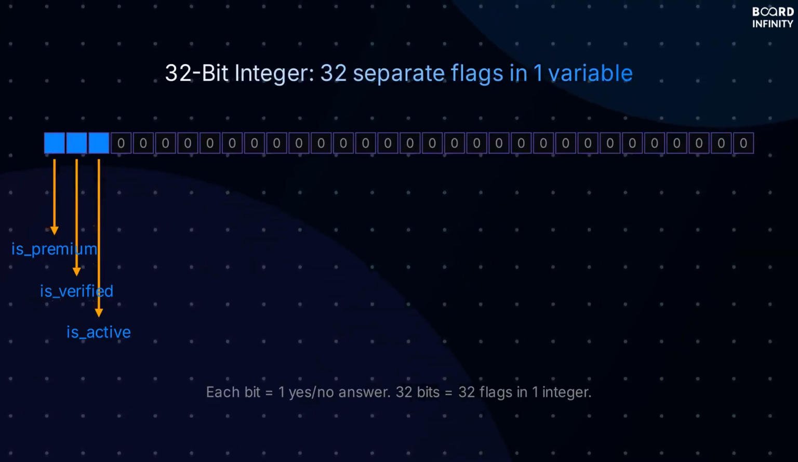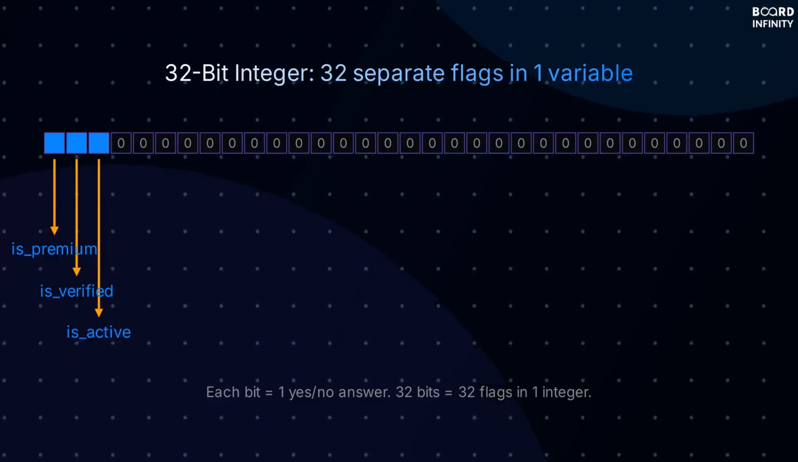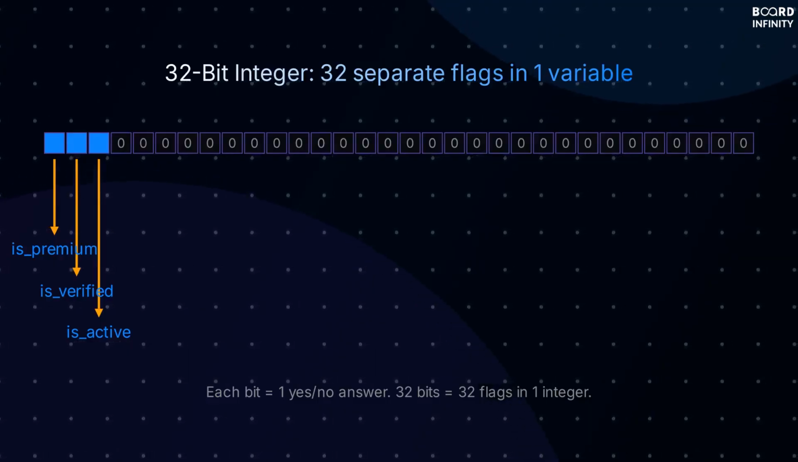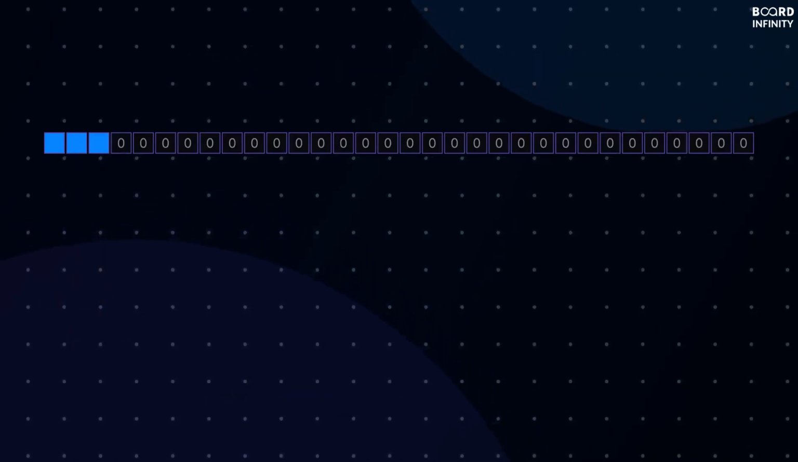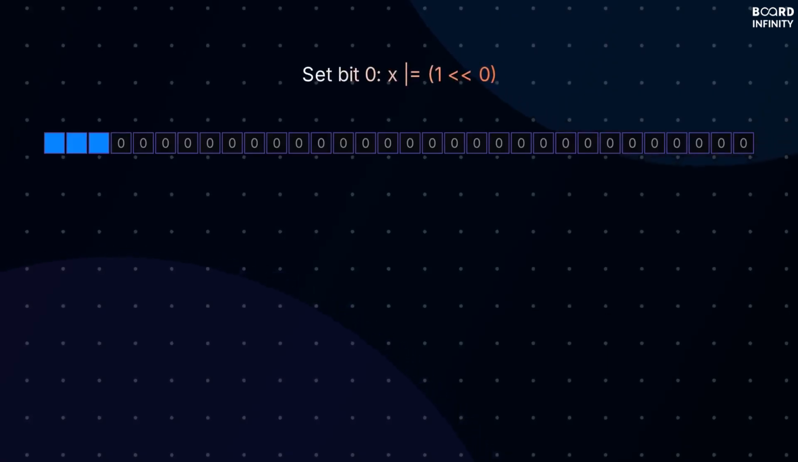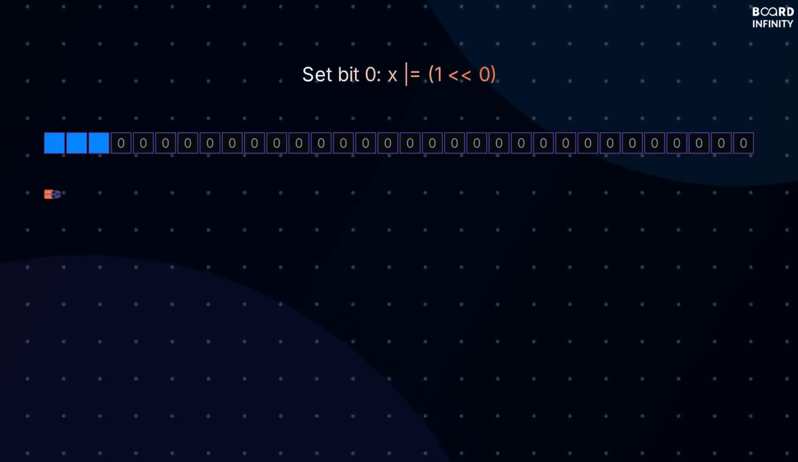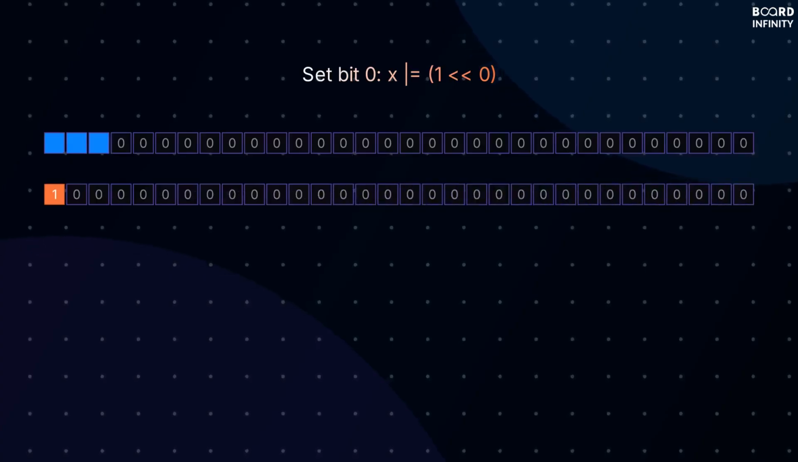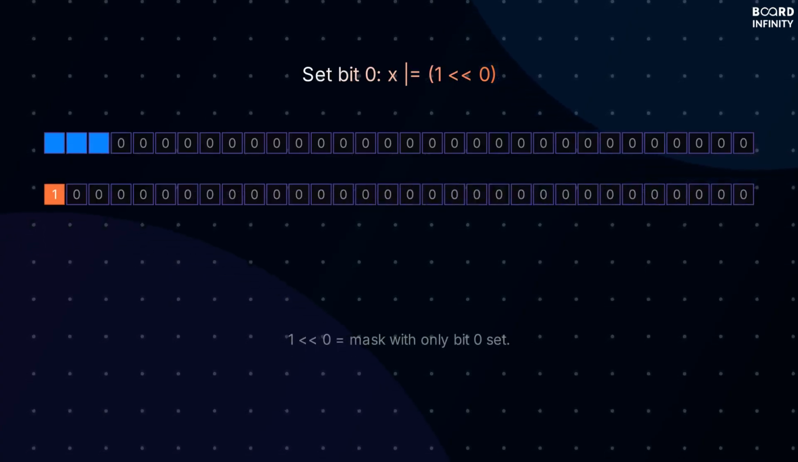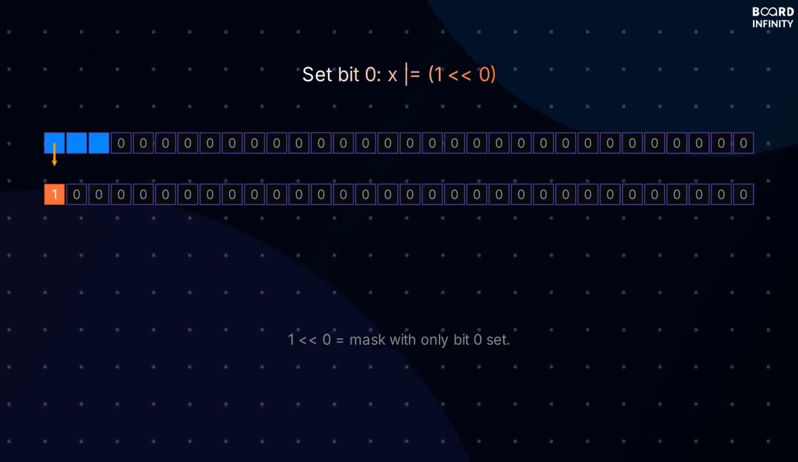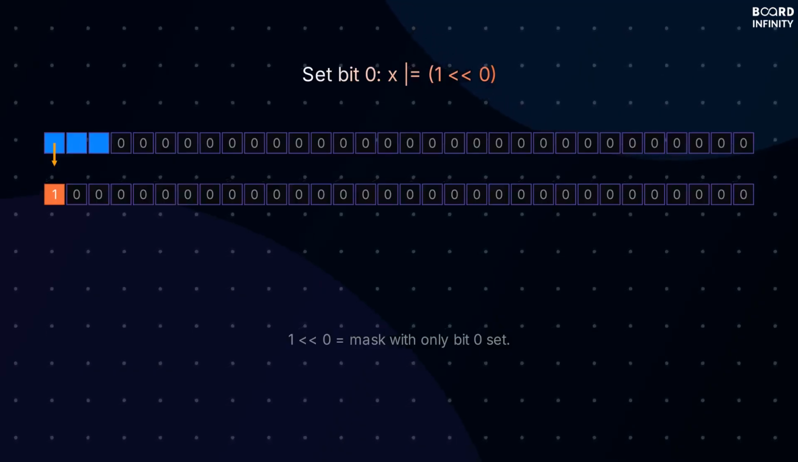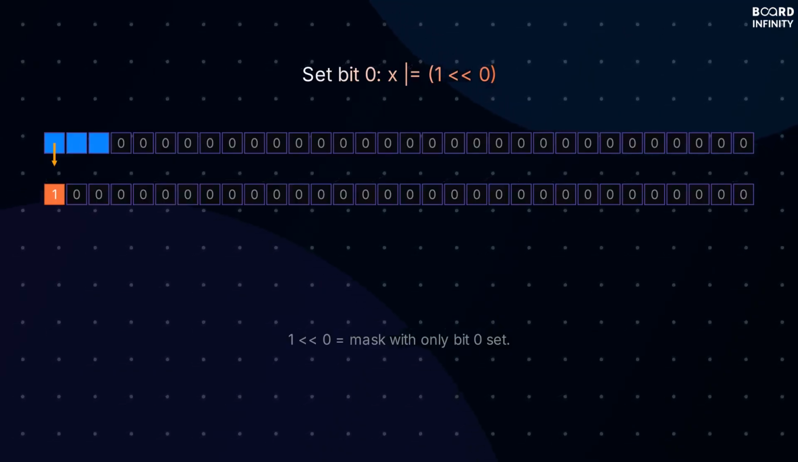Setting a bit means turning it on. Checking a bit means reading its value, and toggling a bit means flipping it. To set bit i in a variable x, we use the bitwise OR operation with a mask. The mask is created by left shifting the number 1 by i positions. For example, to set bit 0, we shift 1 by 0, creating a mask where only bit 0 is 1.